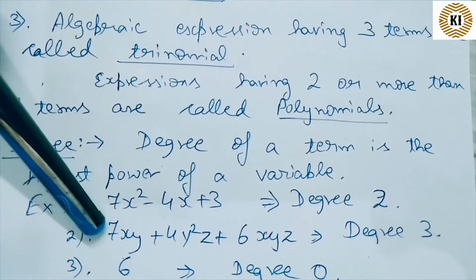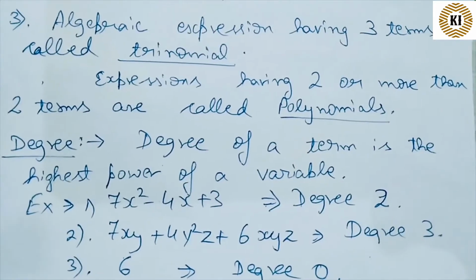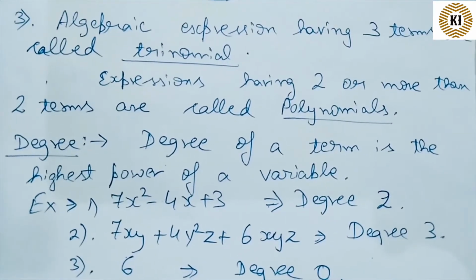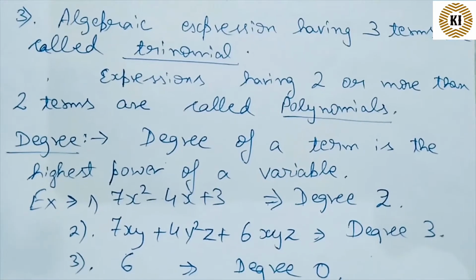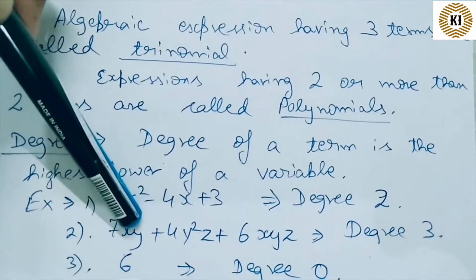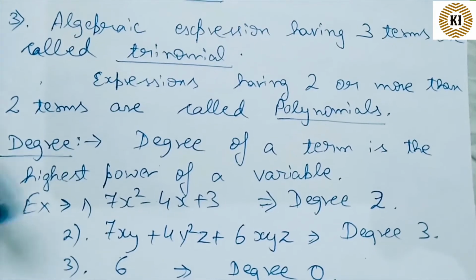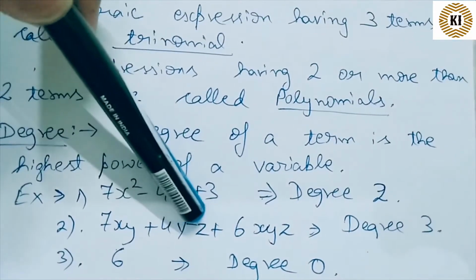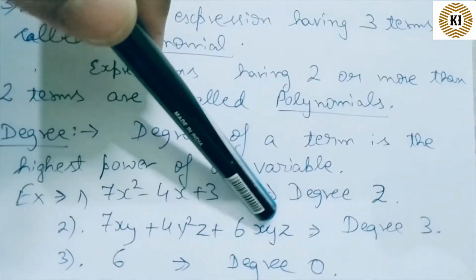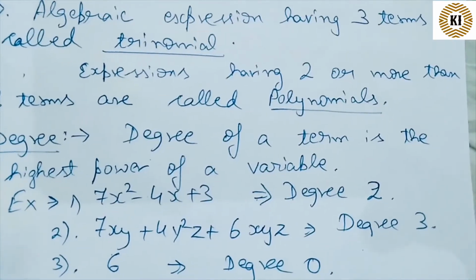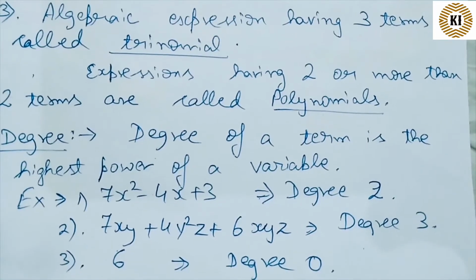Now second, 7xy plus 4y square z plus 6xyz. Now when the variables are different, here we simply add the powers and take out the individual degrees. Now 7xy, x having the power 1, y having the power 1, so 1 plus 1 will be your 2. Here y having the power 2, z having the power 1, 2 plus 1 will be your 3. And here x having the power 1, y having the power 1, z having the power 1. 1 plus 1 plus 1, that is 3. So highest term is 3, so degree is 3.